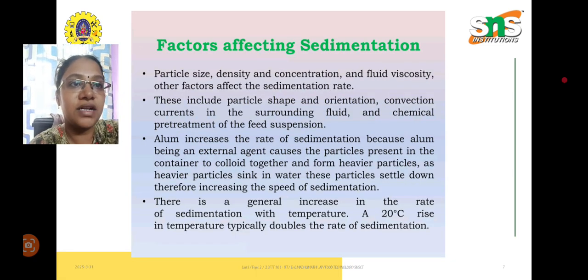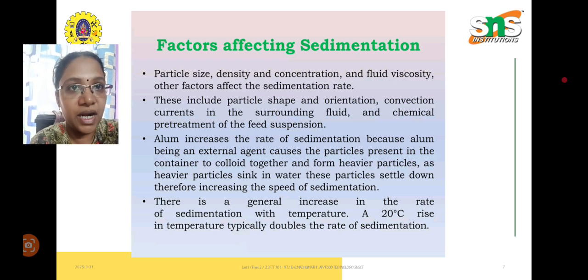There are a few factors affecting sedimentation. Based on these factors only, the principle of sedimentation will apply. First we have to look at the particle size, density and the concentration of the particles. The fluid viscosity also plays a major role. Other factors that affect the sedimentation rate are the shape and orientation, convection currents in the surrounding fluid, and the chemical pre-treatment of the feed suspension.